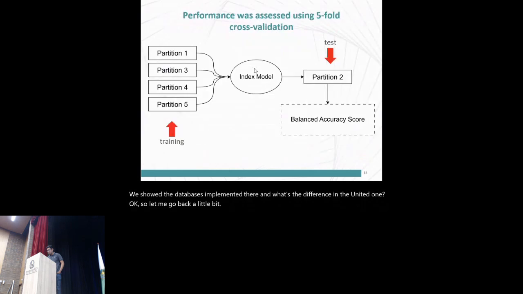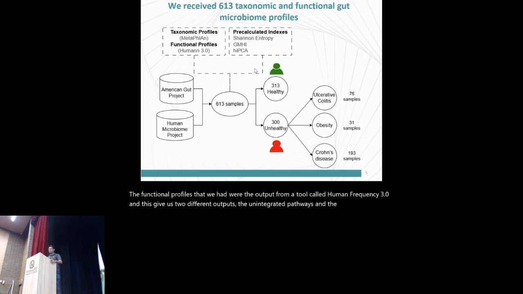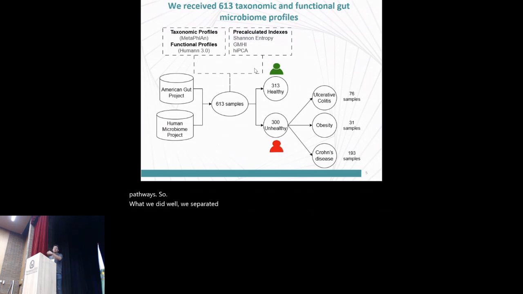The thing is that the functional profiles that we had were the output from a tool called HUMAnN 3.0, and it gives us 2 different outputs, the unintegrated pathways and the integrated pathways. We separated them both just because we didn't want to mix them, because the tool already gave us separated outputs, so that's what we did.